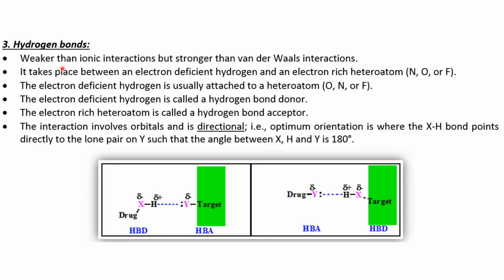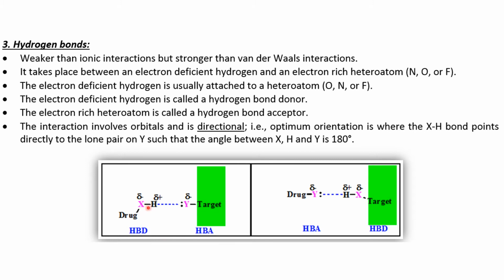The third type of intermolecular bond is the hydrogen bond, which is weaker than ionic interactions, but stronger than van der Waals interactions, which we will see after this one. Hydrogen bonds occur between an electron-rich heteroatom such as nitrogen, oxygen, or fluorine, and an electron-deficient hydrogen that is attached to another heteroatom such as oxygen, nitrogen, or fluorine.